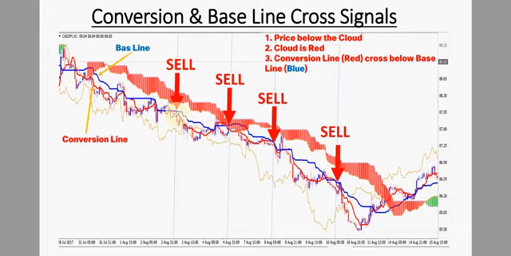Strong sell. The red crosses below the blue. This is a neutral sell because it happened in the cloud. Strong sell, and bang, we broke the cloud and suddenly we change trend to uptrend from here onward.